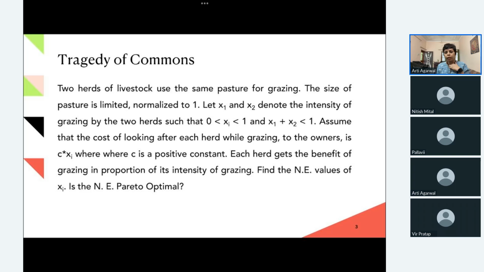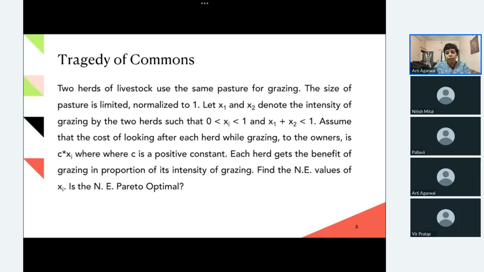Assume that we're talking about one period over here, and in that period both the herds are grazing simultaneously. This is the part where I think some people get a little bit confused, but there's not really any need for confusion. Just assume that we have collapsed all the time into one period, and they're both grazing simultaneously. It is not a sequential move game, it is a simultaneous move game.